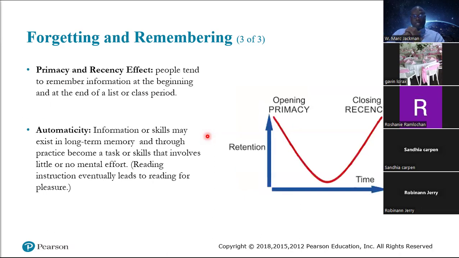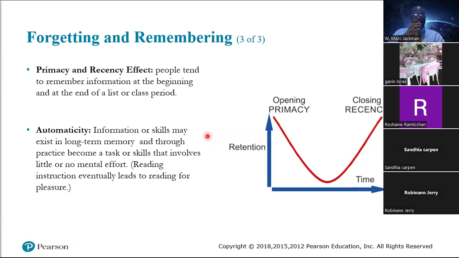Primacy and recency effects. People tend to remember information at the beginning and at the end of a list or class period. So the primacy effect is about the early things that you learn in a learning session, and the recency effect is about the last things that you learned, and sometimes the majority in the middle are lost. The majority of items are lost in the middle.